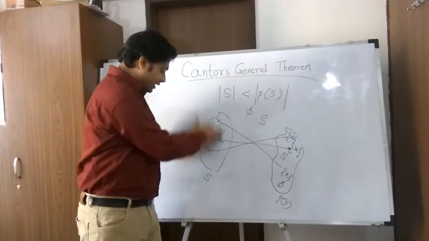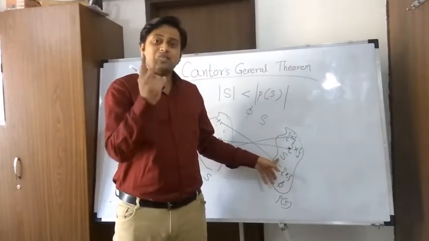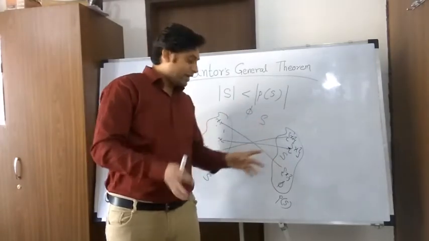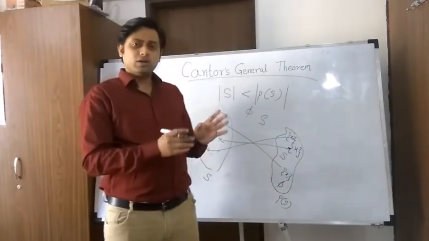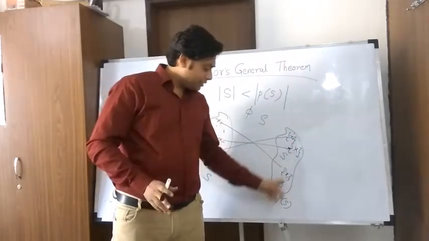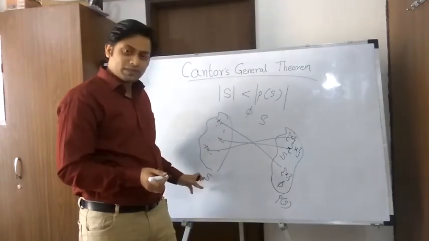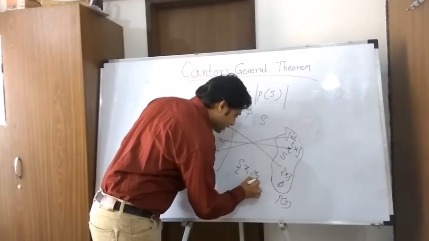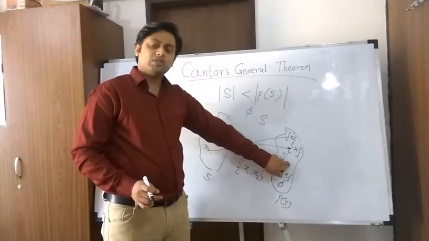So all the elements in S are mapped with a few of the elements in PS, but there are at least two extra elements here which are unmapped. In fact, there are many more elements which are unmapped. All the sets which are not singleton are unmapped here. For example, if x1 and x2 are part of S, then I can form a set of x1 and x2, and this is also a subset of S. So this has to be here, and this will also remain unmapped.